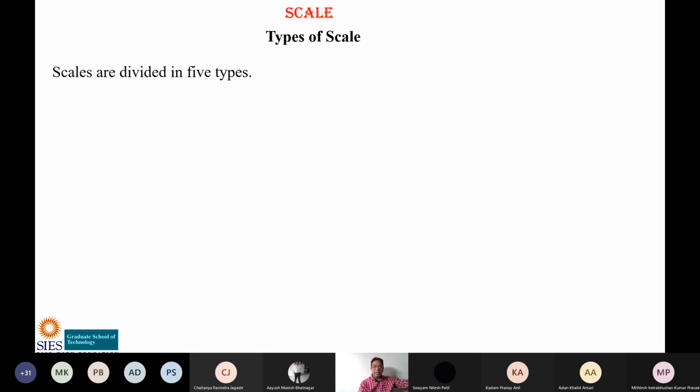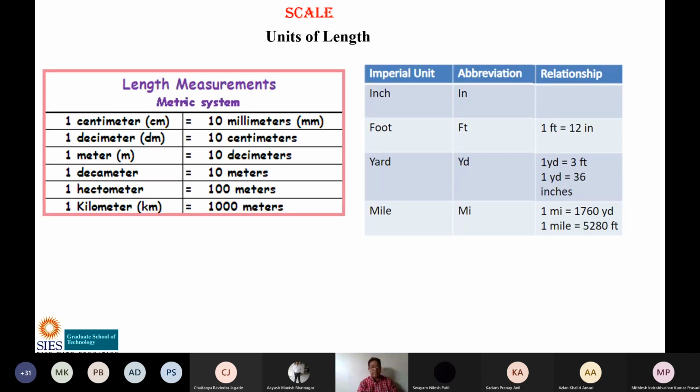And tomorrow, in next lecture, we will see this types of scale. So since it was lecture and I had to talk more on introduction, I could not cover much topic. Okay, students, any doubt till here?